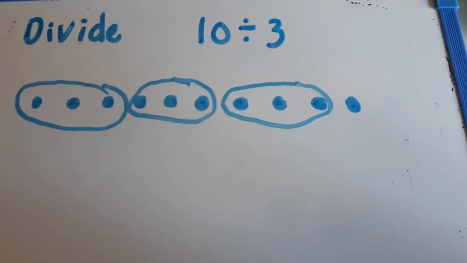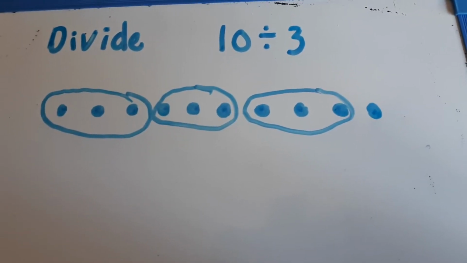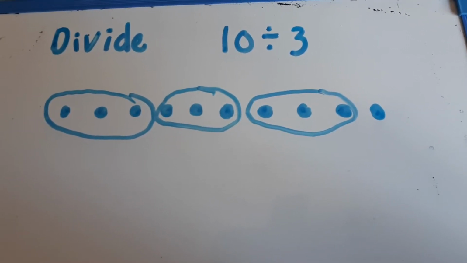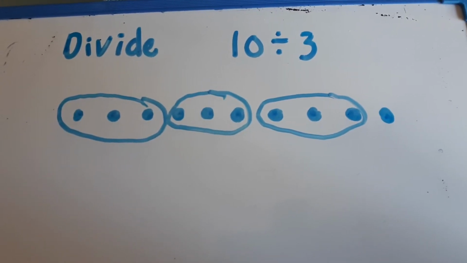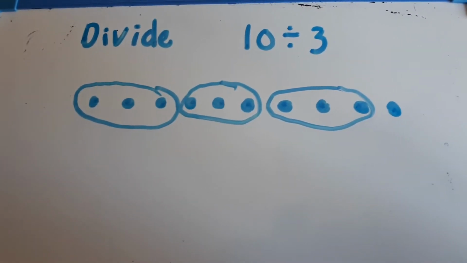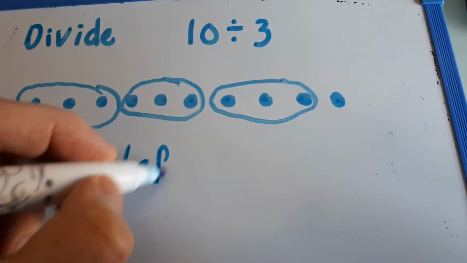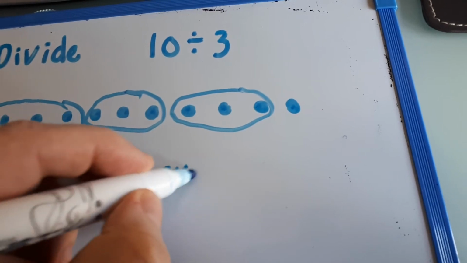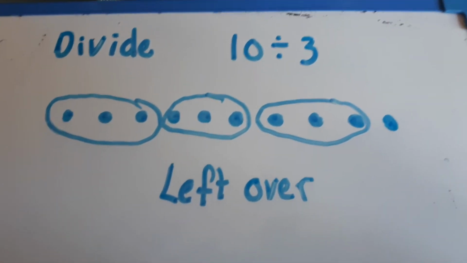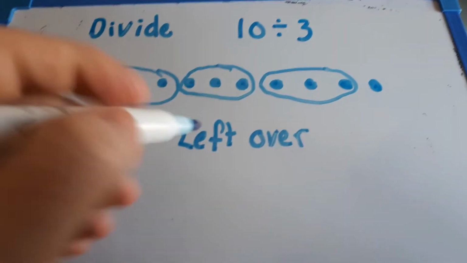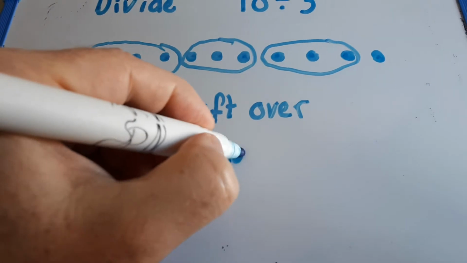Now, I can't make a group of 3. So you know what happens when we're doing sports at this time. If there are 10 children and I say groups of 3, there's going to be one person left over, and that person has to sit down. I've just said the words left over. They're important words that we need to know. Another way of saying left over is remainder.